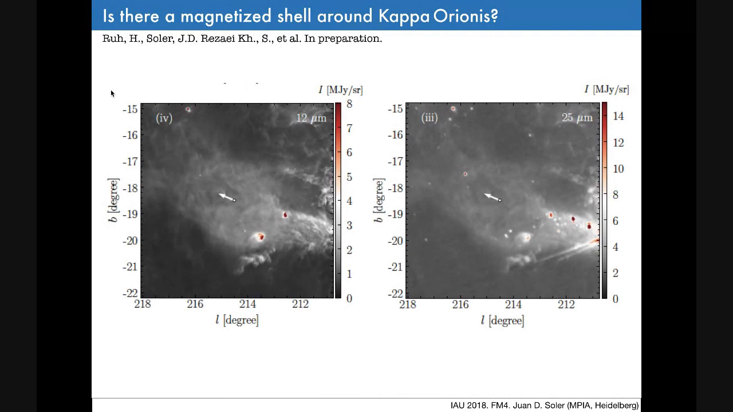Or Kappa Orionis is a B star with a strong wind, so it doesn't produce enough ionizing photons to be bright in H alpha around it, but the winds can be powerful enough to produce heating of the surrounding medium. So we think that this can be the effect of Kappa Orionis.